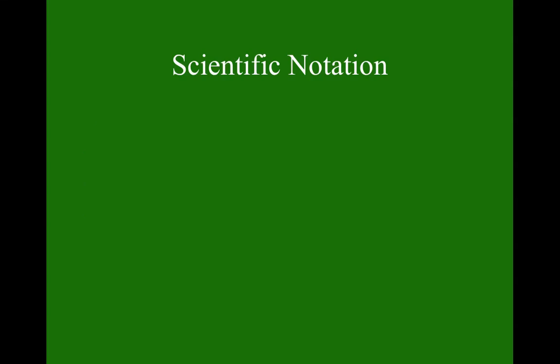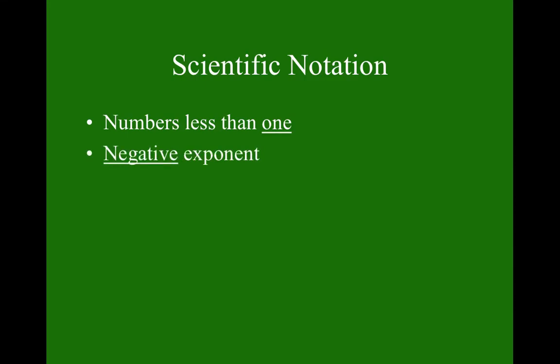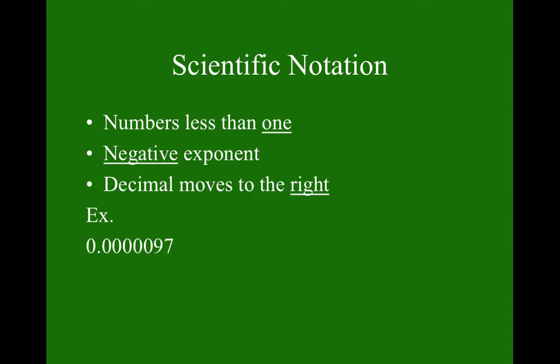Now, for numbers that are less than 1, I have a negative exponent. And when I take a number that is less than 1 and put it into scientific notation, I am going to move my decimal to the right. If I'm taking it out of scientific notation, I'm going to move the decimal point to the left. So let's take this number here, and there are 1, 2, 3, 4, 5 zeros after the decimal point here, just because I know it can be hard to see.